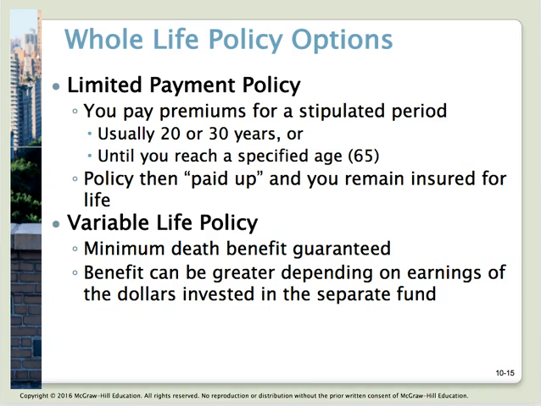The first one is the limited pay policy. With a limited payment policy, you're going to pay your premiums for a stipulated period, but then you will remain insured for life once you hit the end of the time period, so 20 years or 30 years, or until you reach age 65, and then your policy is paid up and you remain insured for life. There's also variable life policy. Values of this type of policy will fluctuate, but there is a minimum death benefit guaranteed.